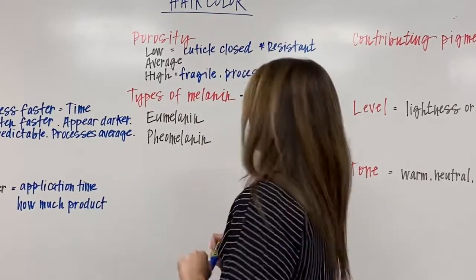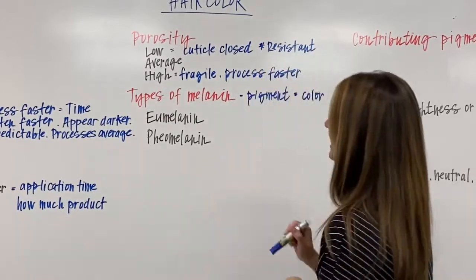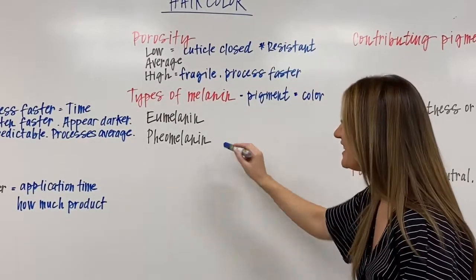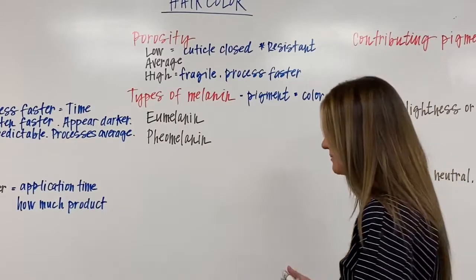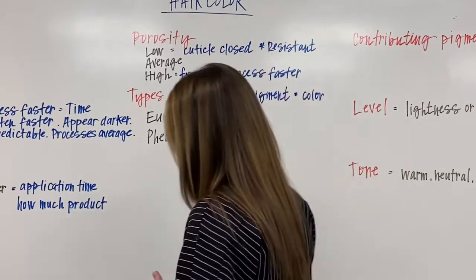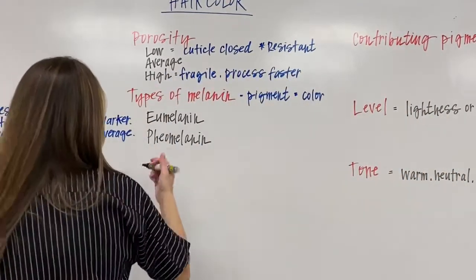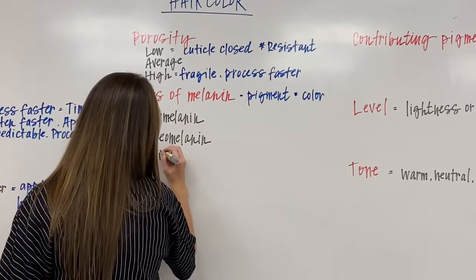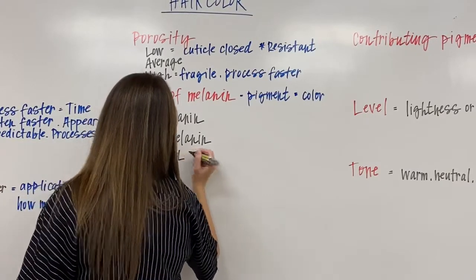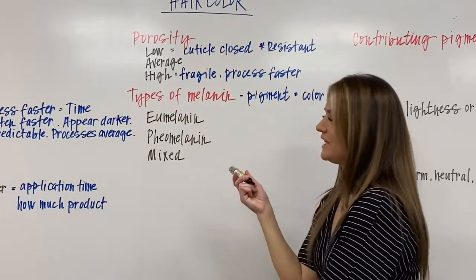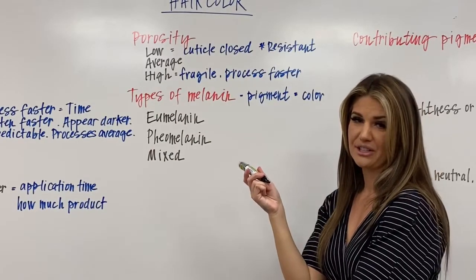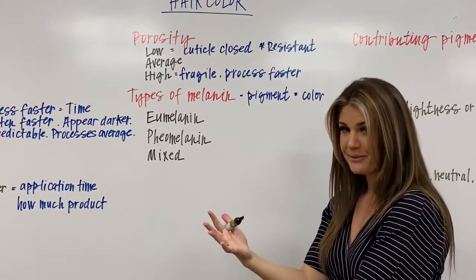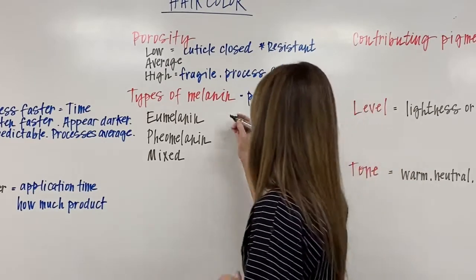But anyway, okay, we're talking about color. Eumelanin, pheomelanin, or mixed melanin, which I didn't write down, but now I feel like it's relevant, so I'm gonna add mixed. Okay, so eumelanin is your darker hair colors. So browns, black, okay.